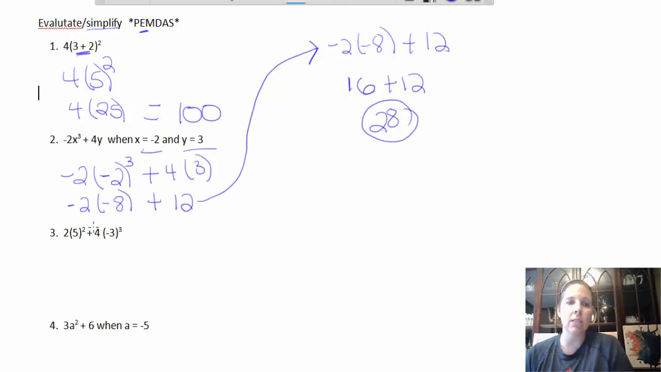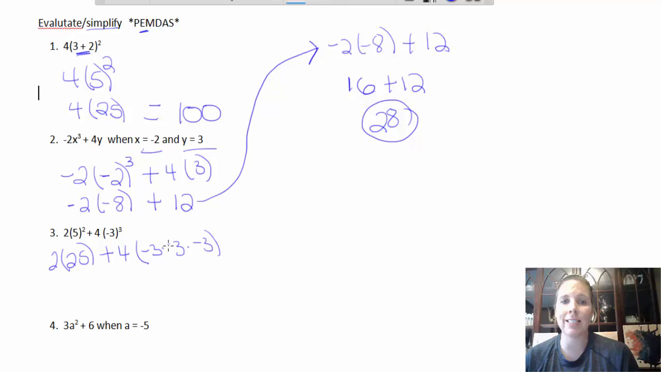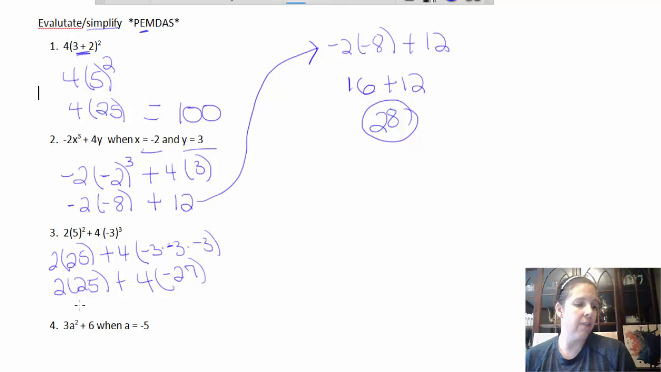Number 3, again, we're simplifying. There's no variables. We're not plugging and chugging. You just simplify it. So you have to use your PEMDAS. So we have to use our exponents first. So 5 times 5 is 25 plus 4. Okay, remember this is negative 3 times negative 3 times negative 3. So 3 times 3 is positive 9. 9 times 3 is 27, so it's going to be negative 27 times 4, and we have 2 times 25 over here. So we have 2 times 25.